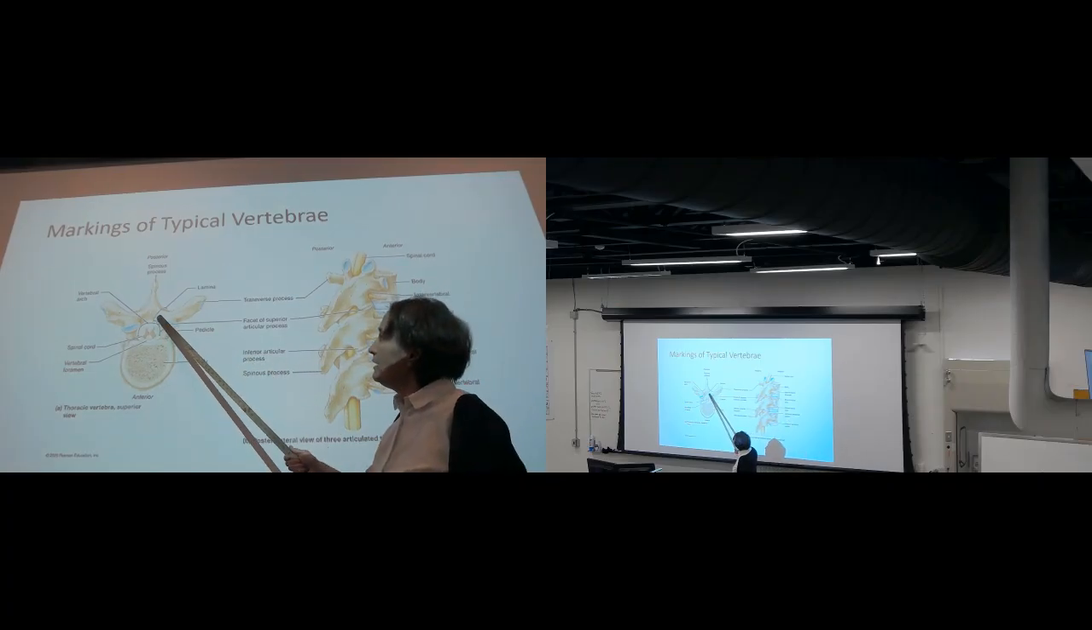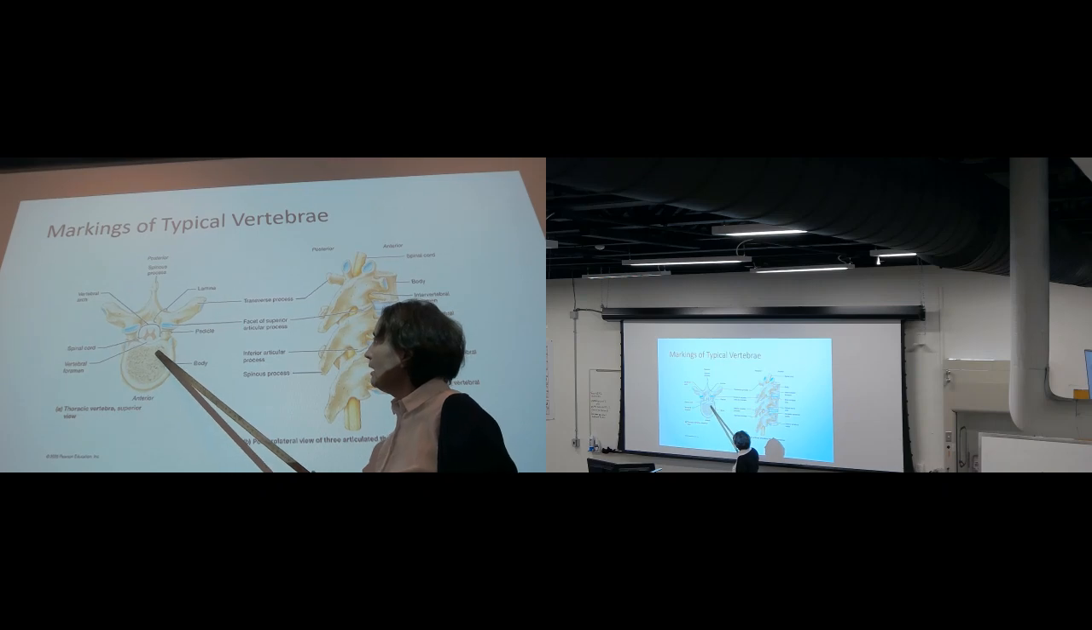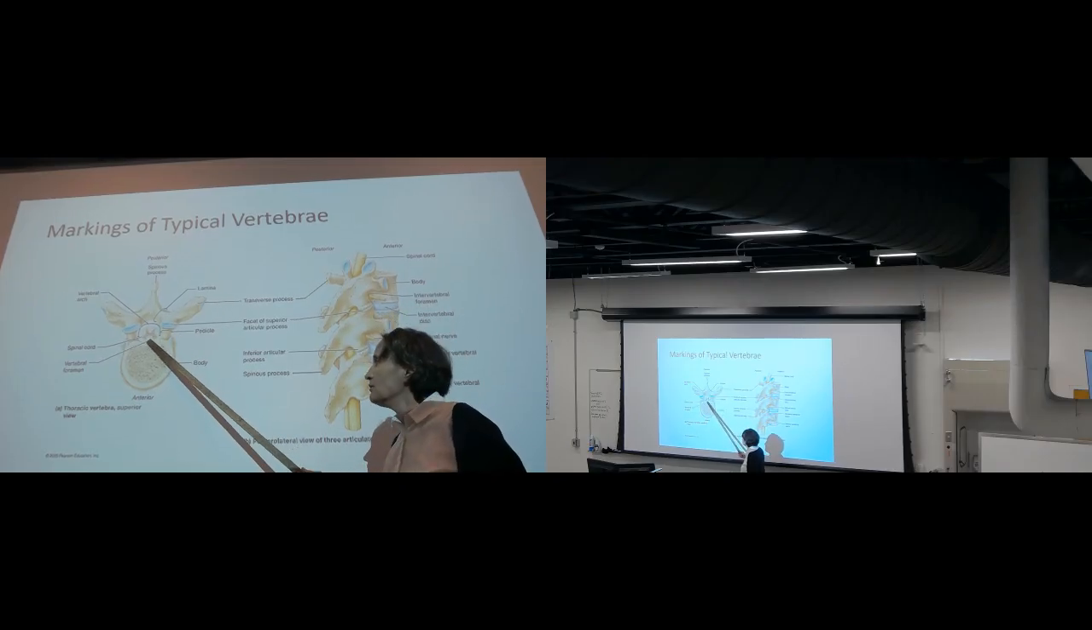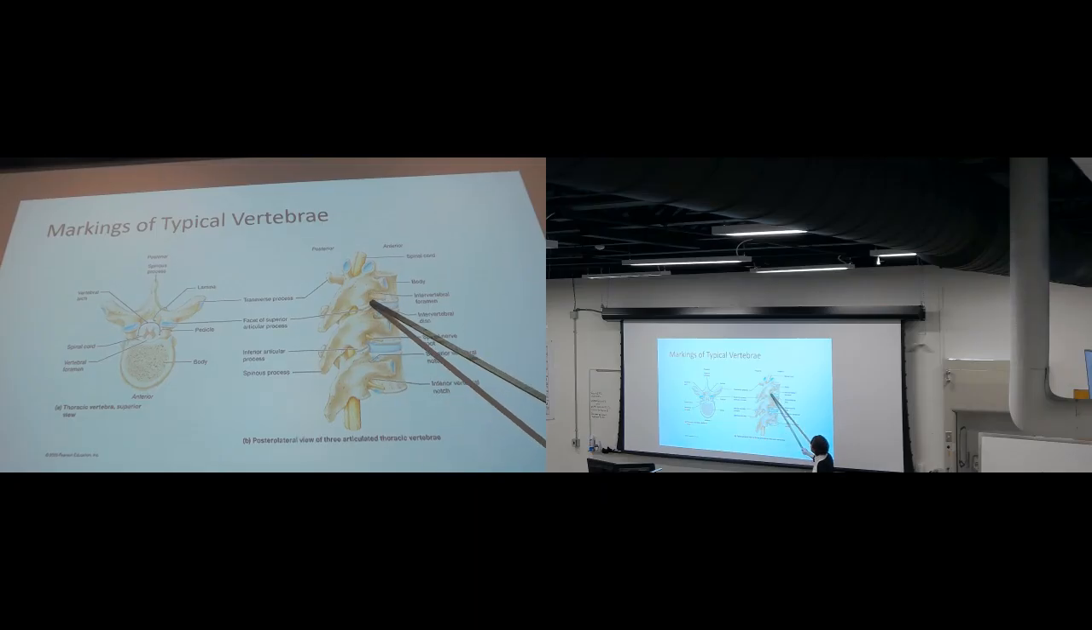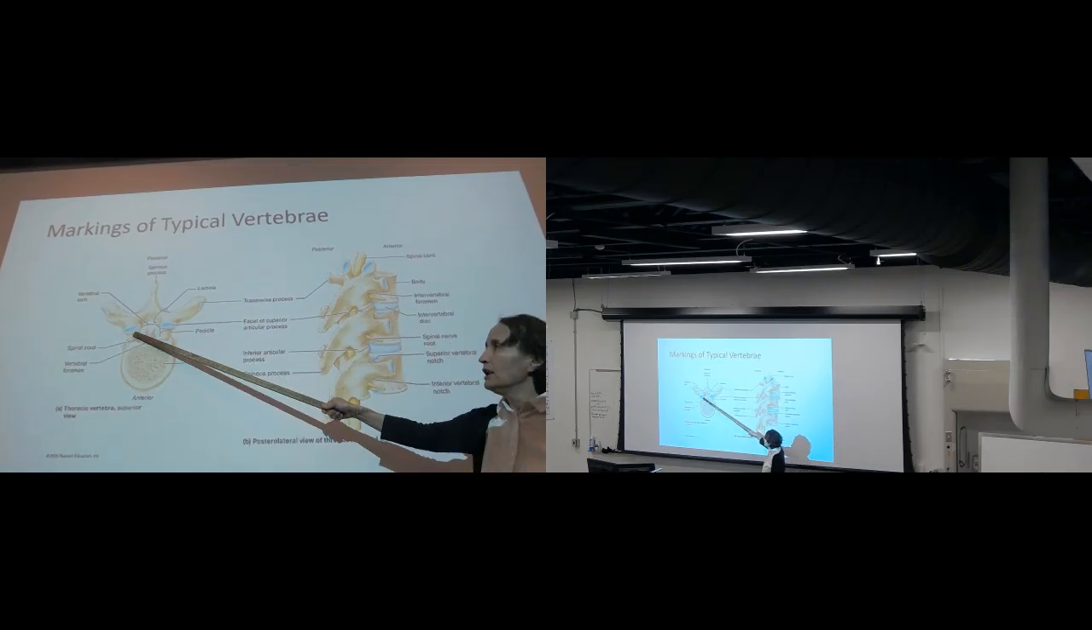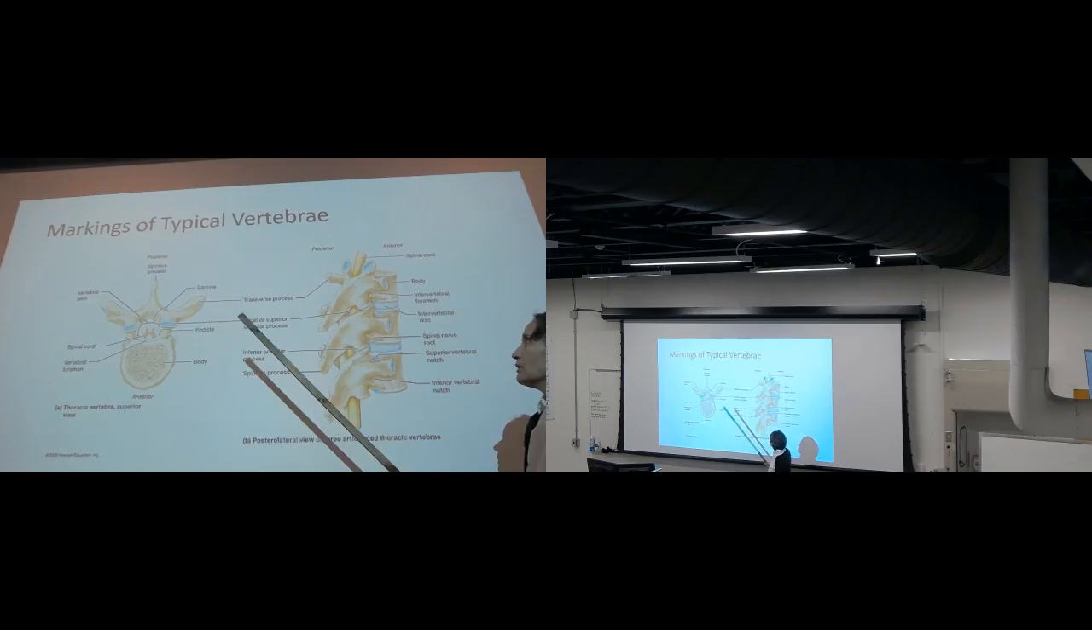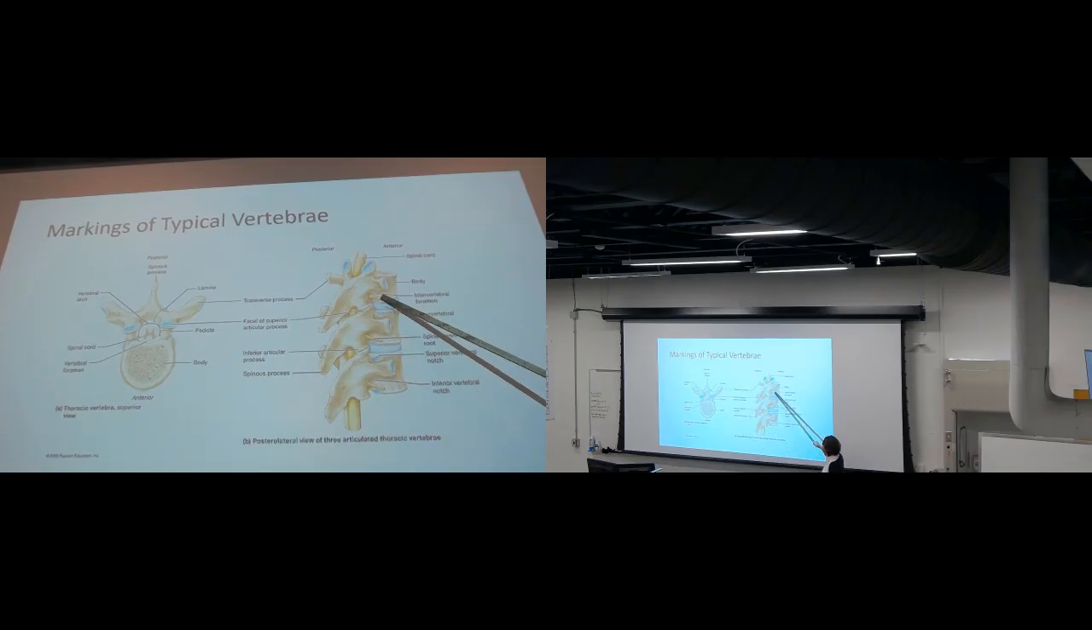Now, here, in between the body and the arch, you have another foramen. This is the vertebral foramen. This is where you protect your spinal cord. This vertebral foramen is not the same as the intervertebral foramen. The vertebral foramen is located between the body and the vertebral arch, while the intervertebral foramen is between the inferior vertebral notch and the adjacent vertebra below.